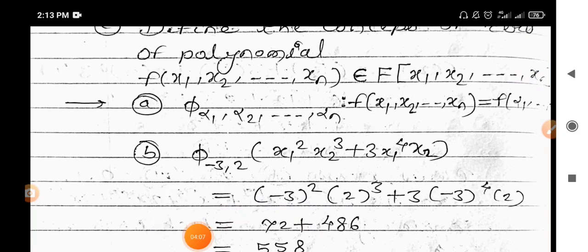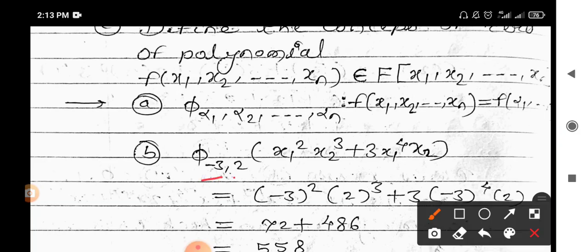How to define the evaluation homomorphism: x1 replaced by alpha 1, x2 replaced by alpha 2. What is the value of alpha 1? Alpha 1's value is minus 3, alpha 2's value is 2. Therefore x1 replaced by minus 3, x2 replaced by 2.